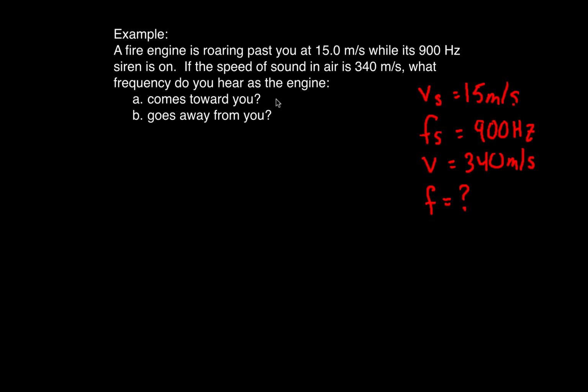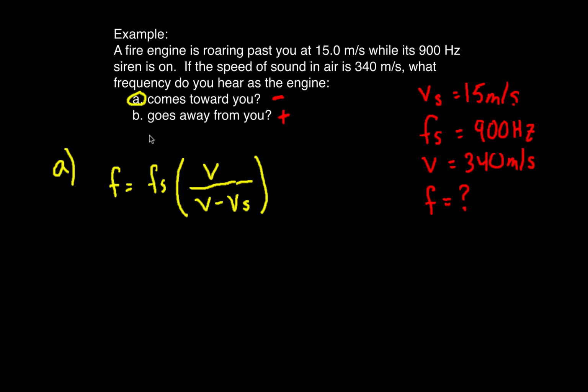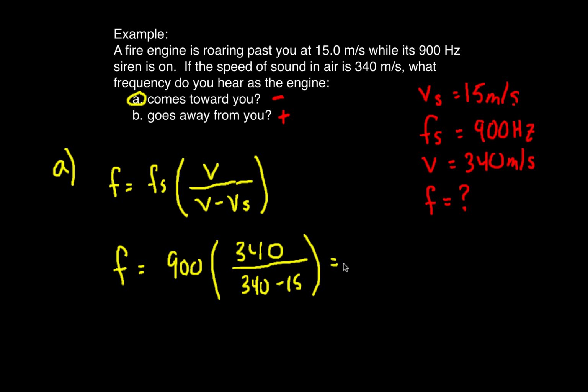As it comes towards you, towards means using the minus sign in the formula. Going away from you means using the positive sign in the formula. We'll start with part A. Since frequency equals frequency of the source, v over v minus velocity of the source. We use the minus because in part A it's coming towards you. This gives us frequency equals 900 times 340 divided by 340 minus 15, giving us an observed frequency of 942 hertz. This is higher than the original 900 hertz because it's moving towards the listener.